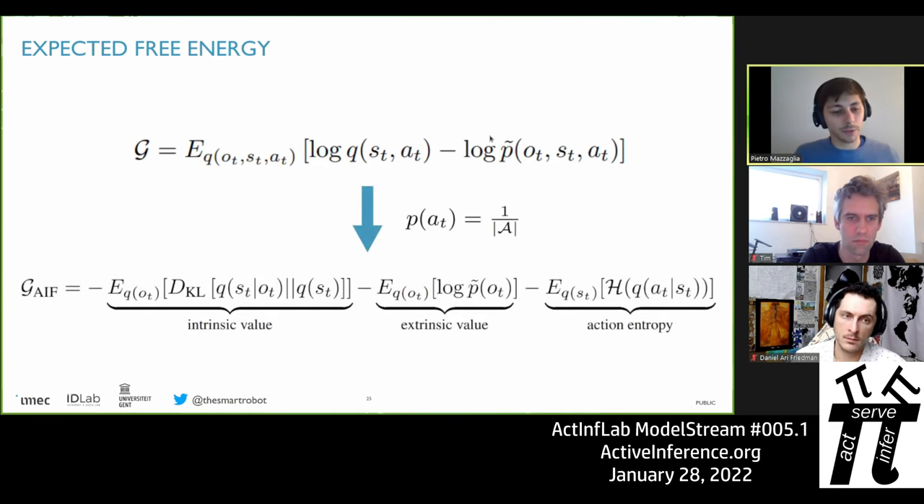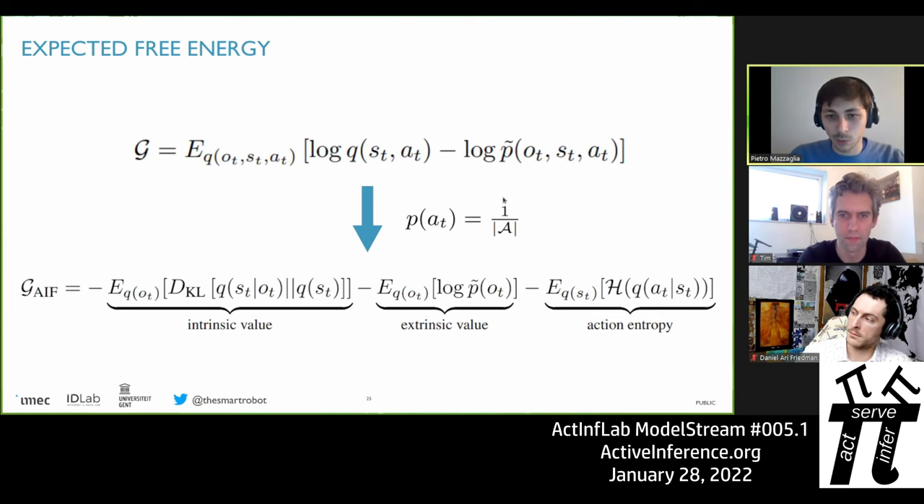And we can rewrite this as the sum of three terms. First of all, I'm assuming that the agent has no prior preference on action, so that for him, any action that will bring it to the preferred outcomes is fine. So he has a uniform prior over action, so it doesn't really matter what the action is as long as it brings to the goal, let's say.